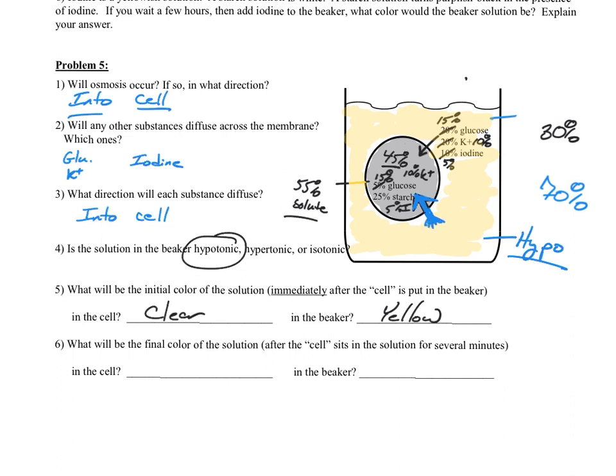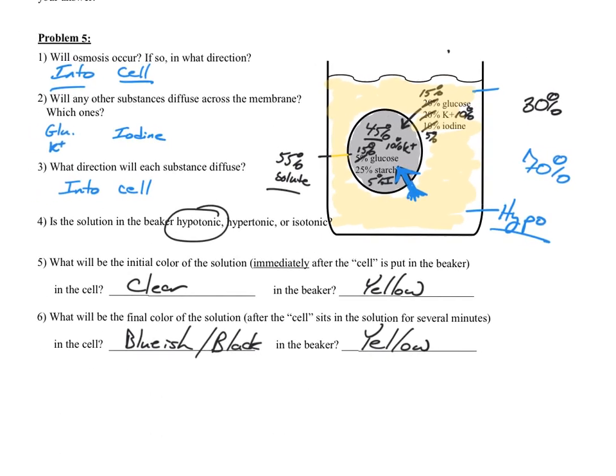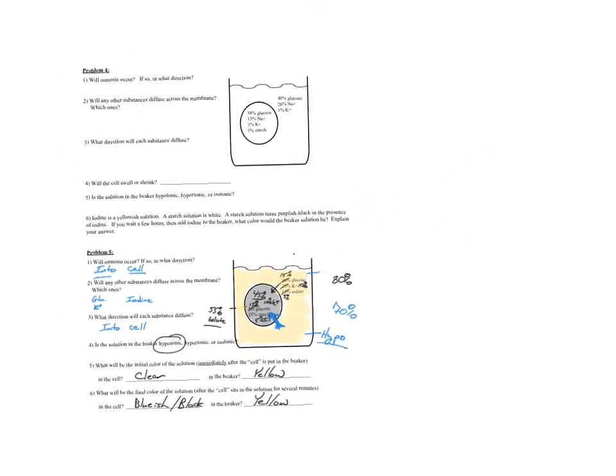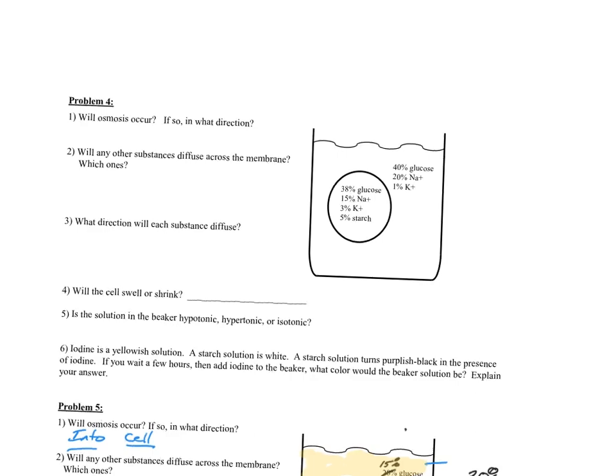All right. Now, the final color, I think I said down here, the final color inside the cell is bluish black. And the beaker is going to be yellow because there's no starch coming out, assuming that everything works the way it's supposed to. And yes, we will do this lab. Let's go back and do this one up here, number 4.